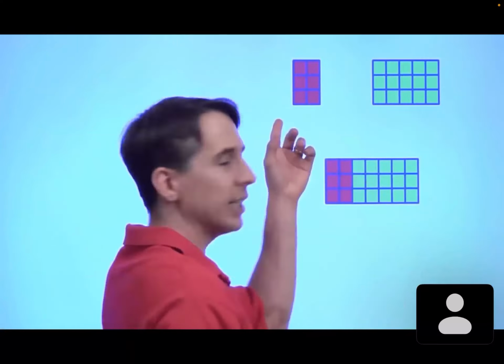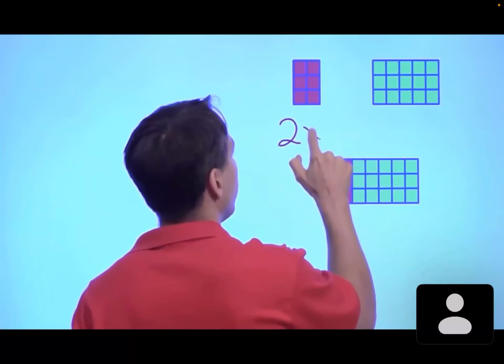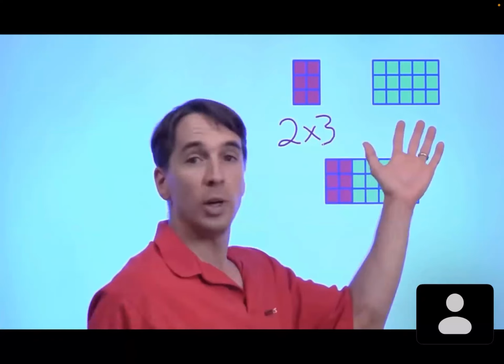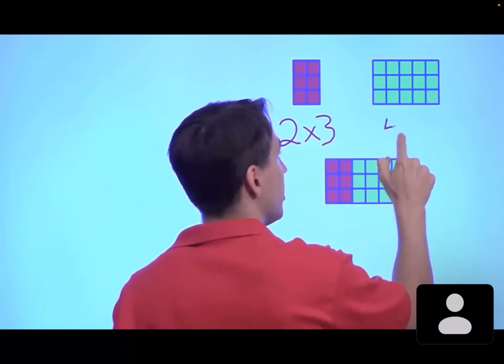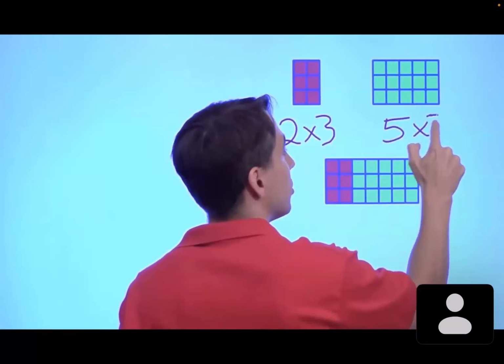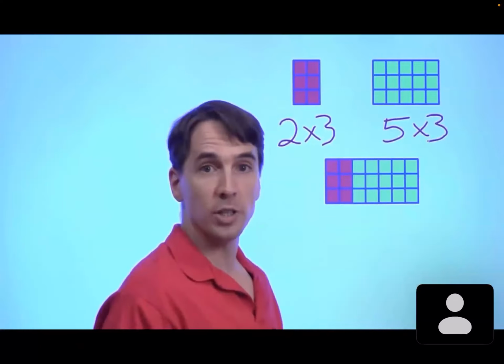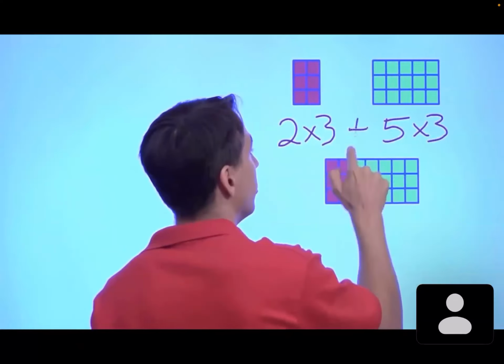This little rectangle over here has 2 columns. Each column has 3 squares. That's 2 times 3 little squares. Over here we have 5 columns, each with 3 little squares. That's 5 times 3. So the total number of little squares up here, we just add these two.